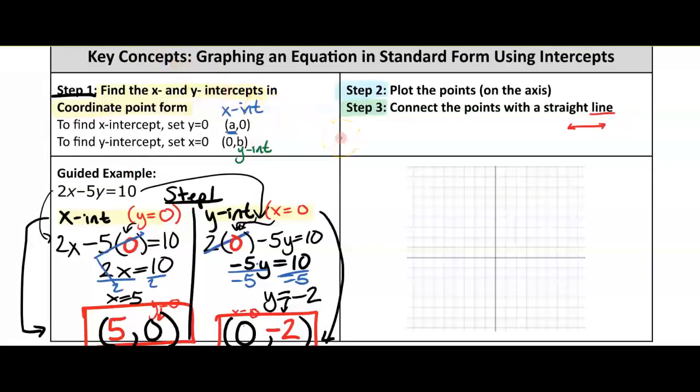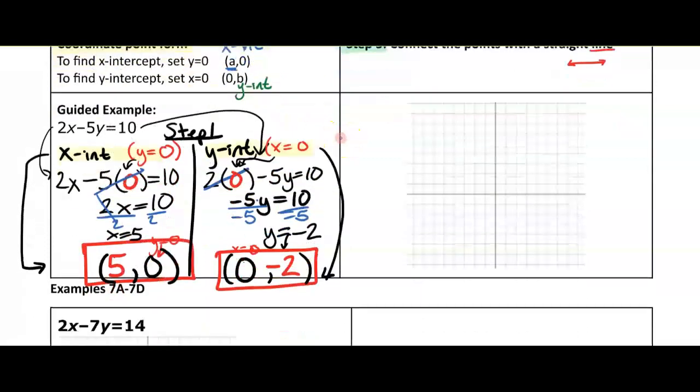Okay. For step 2, we finished step 1. We found the x and y intercepts. That was the hardest part, and if you completed all of the homework, you've already practiced all of that. You already know how to do that. So you know how to do the hardest part.